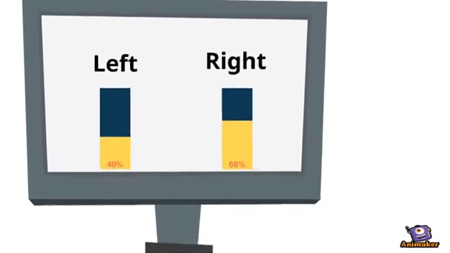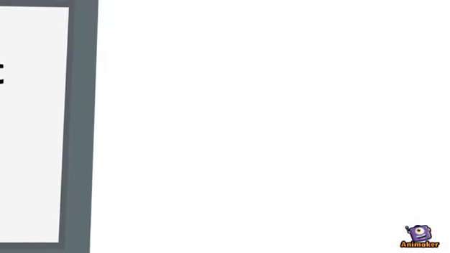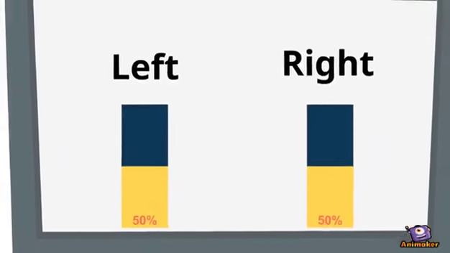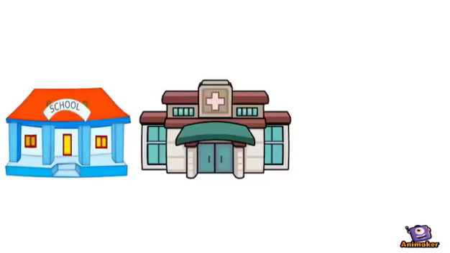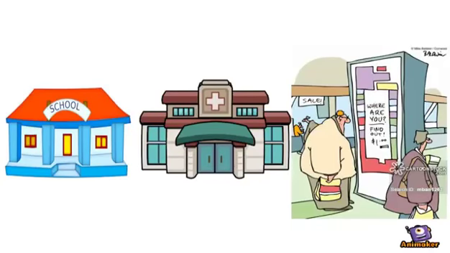Lastly, by comparing the difference of weight distribution between the left and right side with the normal reading, it will help to conclude whether the subject has scoliosis or not, and thus it can be used in schools, clinics or other public places for the early detection of scoliosis.